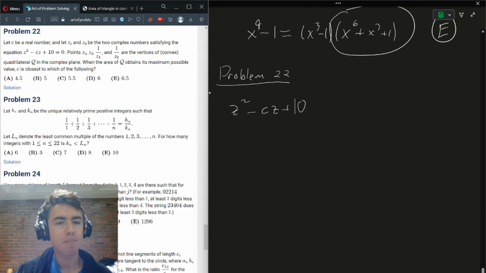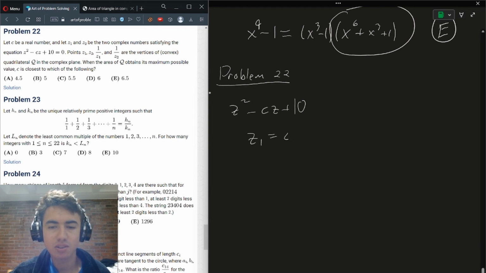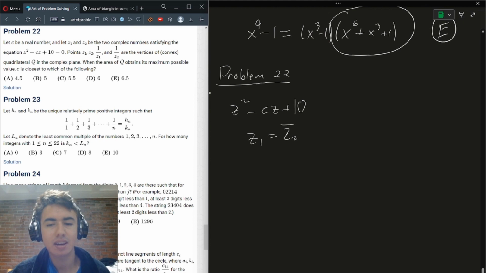First off, one thing to remember is that because c is real, the roots of this quadratic equation will be complex conjugates of each other, right? That's just a general thing. Whenever you have all real coefficients, all complex roots will also have a complex conjugate as a root. So in other words, z2 is the conjugate of z1, and I'm going to denote z1 as just z.